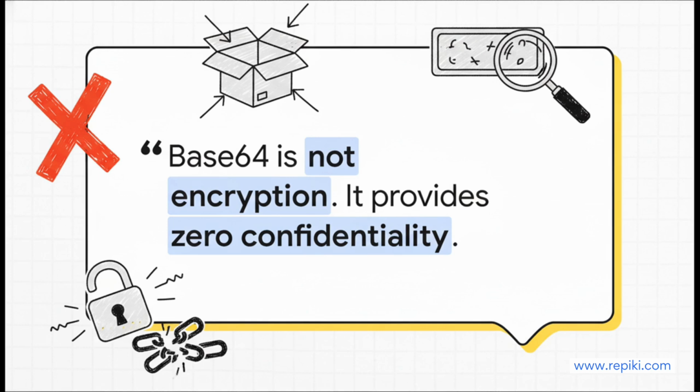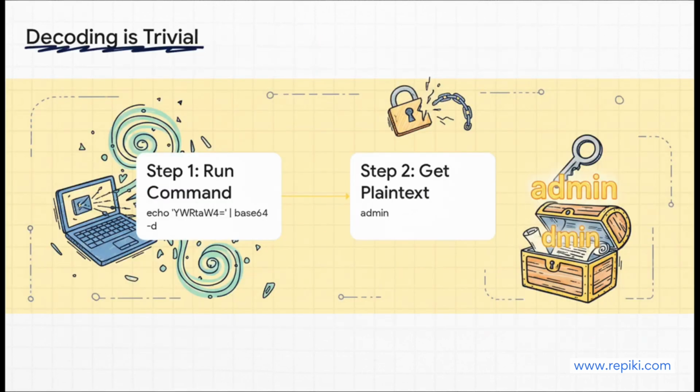And if you only remember one thing from this whole explainer, please let it be this. Base64 is not encryption. It's just a way to make sure binary data can travel safely through text-only systems. It was never designed to hide anything. It provides zero security. And here's the proof. Look how trivial it is to decode. Anyone who gets their hands on that string can run this one simple standard command and boom, out pops the original plain text secret, in this case, admin. No password, no key, nothing.